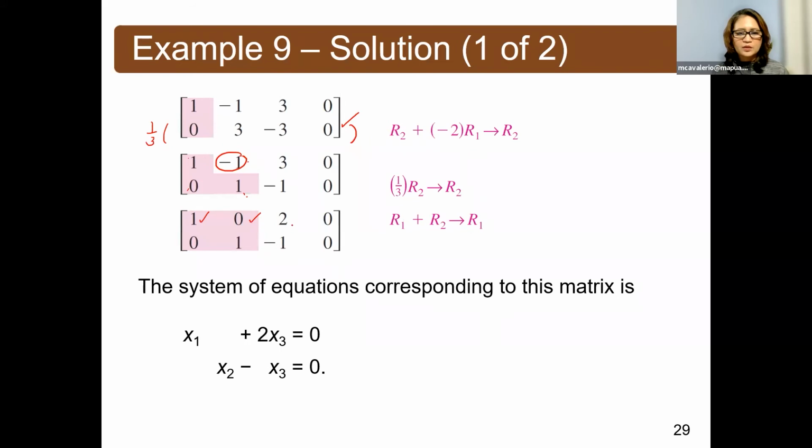-1 plus 3, that will be 2. And then 0. So you'll have 1, 0, 2, 0. And then 0, 1, -1, 0.